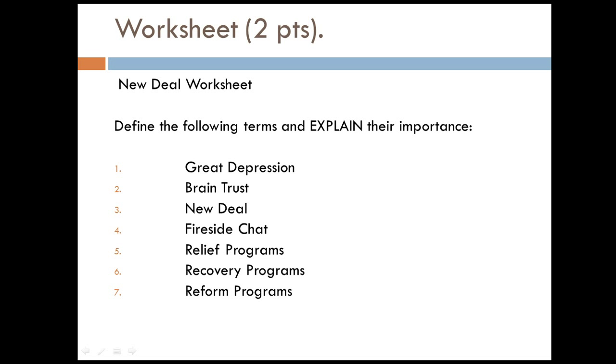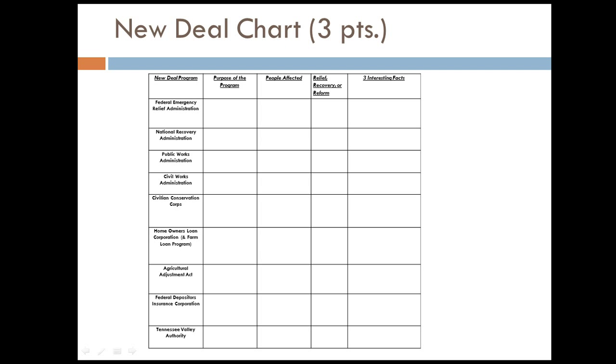And here's a sample of the New Deal worksheet. They'll need to define the following terms and explain their importance using the links on the previous page: the Great Depression, Brain Trust, New Deal, Fireside Chat, relief programs, recovery programs, and reform programs. Then they'll need to complete the New Deal chart. In the far left column is the New Deal program listed. They'll need to determine the purpose of the program, the people affected by the program, whether it was a program of relief, recovery, or reform, and then 3 interesting facts that they learned about each program.